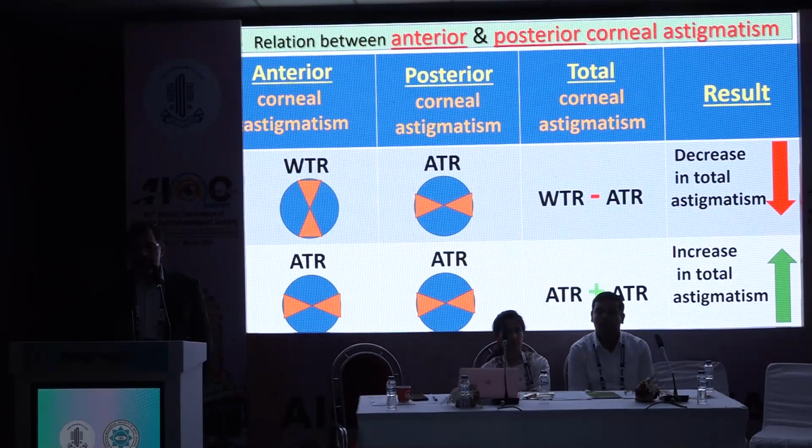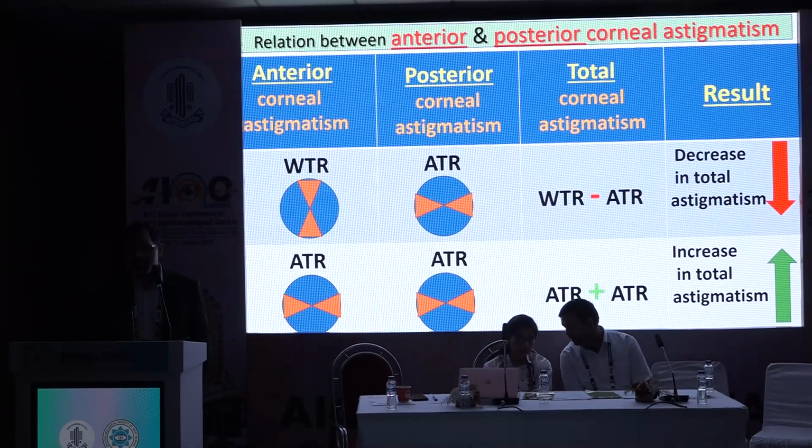What is the relation between anterior and posterior? When anterior corneal astigmatism is with the rule, posterior is in a small amount, but it is there and it is against the rule. So posterior will decrease the anterior, and the total corneal astigmatism is less than the anterior corneal astigmatism. So in these cases, the total corneal astigmatism is less, so we have to undercorrect it. When the anterior corneal astigmatism is against the rule, posterior, which is also against the rule, will add, and the total corneal astigmatism will be more, so we have to overcorrect it.